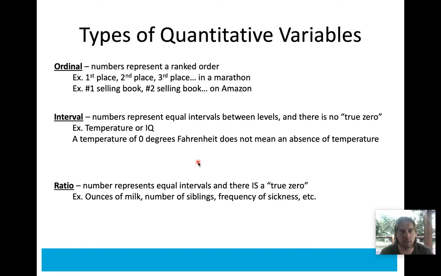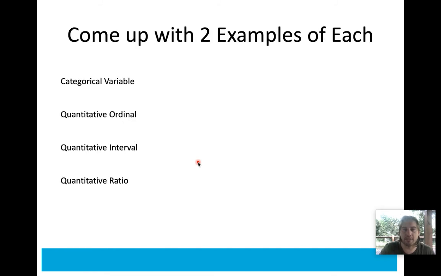So ordinal, rank order; interval, there's no true 0; ratio, there is a true zero. So these are our three types of quantitative variables.